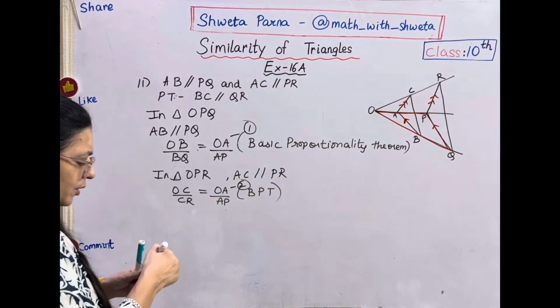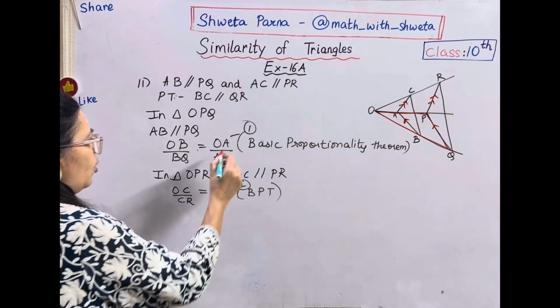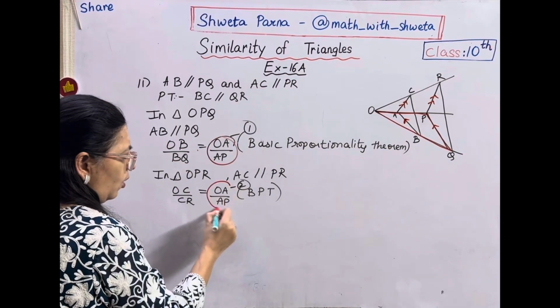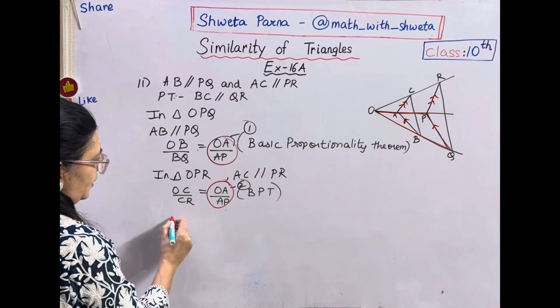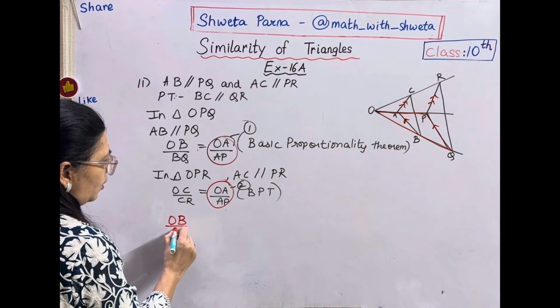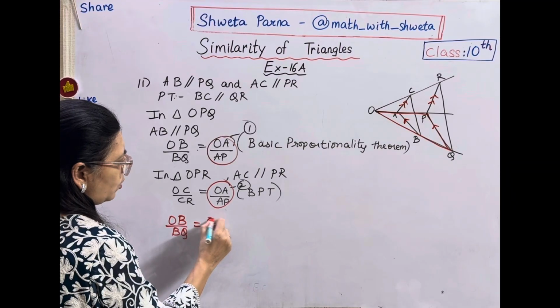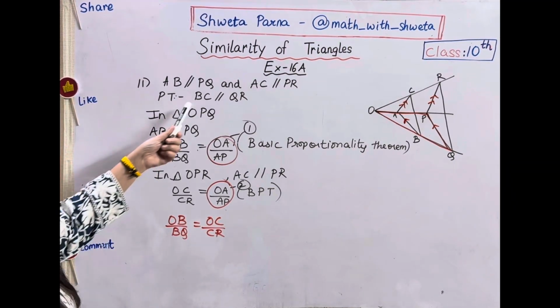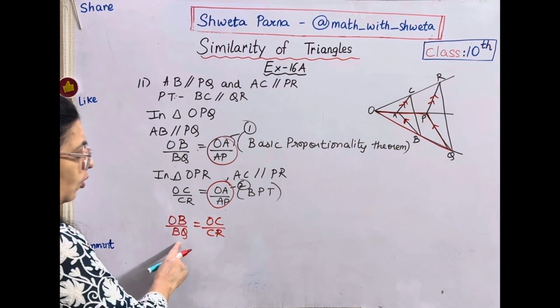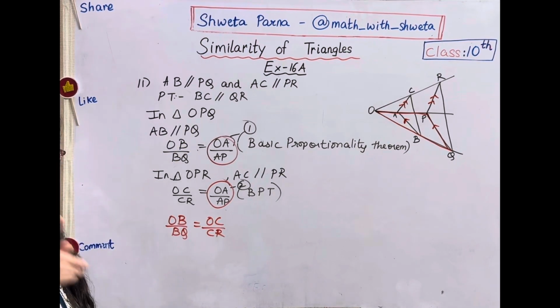Now from both these equations, check. See, OA upon AP, OA upon AP. That means they both are equal. So in short, we can say that OB upon BQ is equal to OC upon CR. Now you have to prove that the sides are parallel. Now over here we got that the sides are proportional.